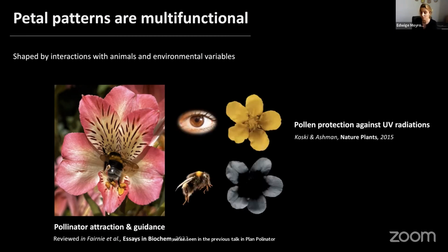These patterns are not always visible to us. Many are in the UV range of the spectrum, but they are visible to the animals that pollinate the flower. And some really interesting recent work has shown that some of these patterns might represent some adaptation to environmental factors, such as providing pollen protection against UV radiation, for instance, or even participating in reducing water loss in dry environments.